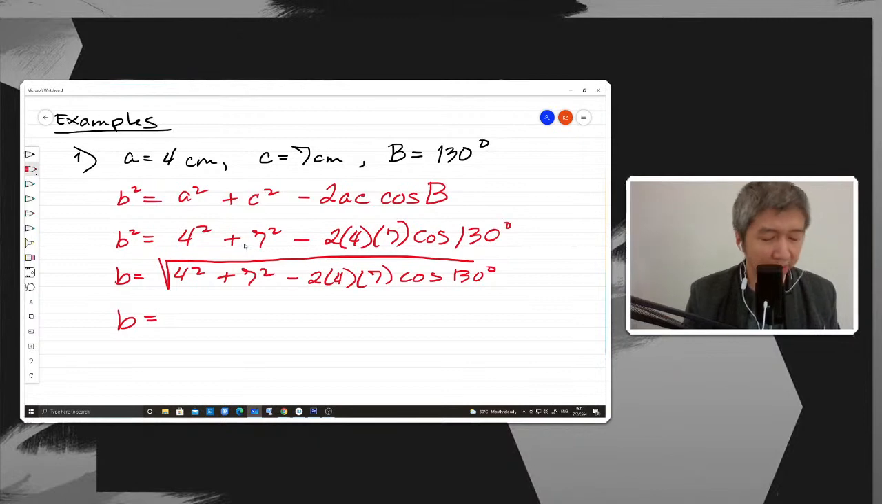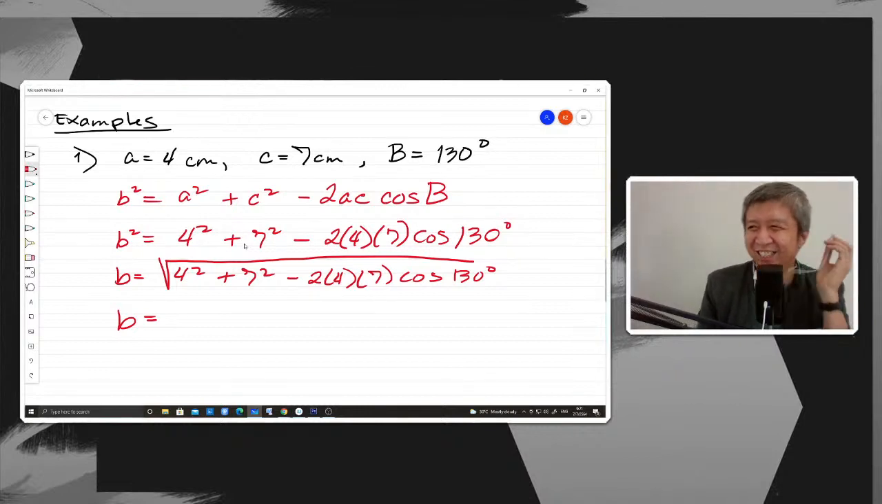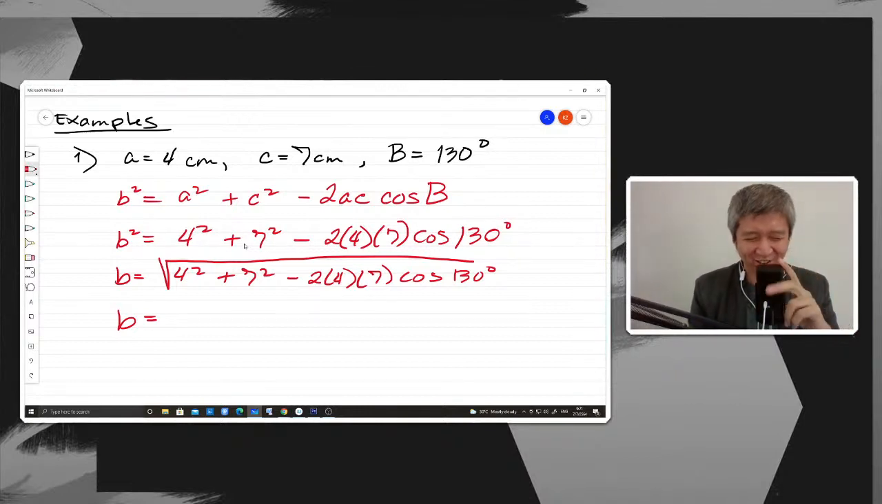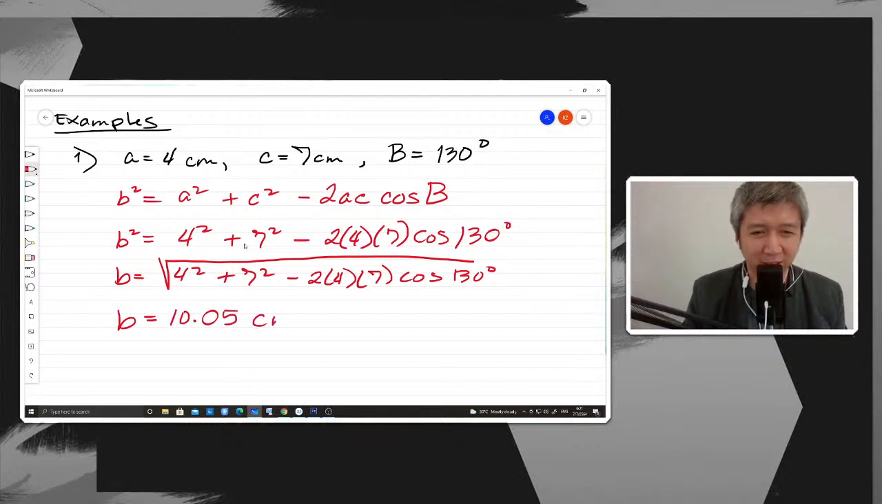Aulaya, what is the answer? Again. 10 point... Okay, 10.05. Okay, thank you. Centimeters.